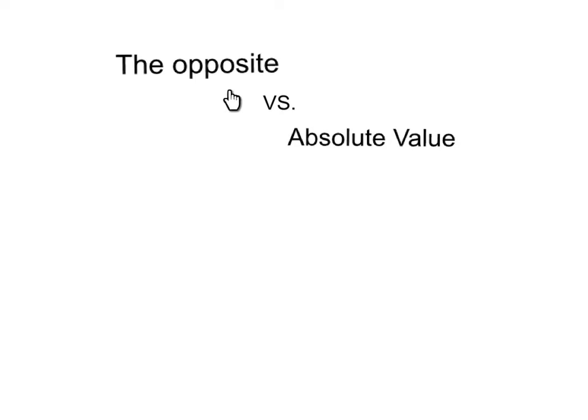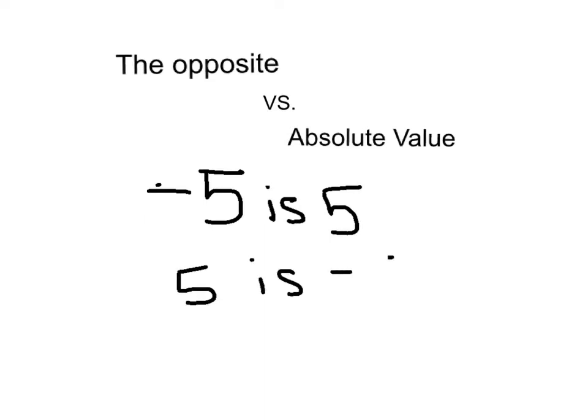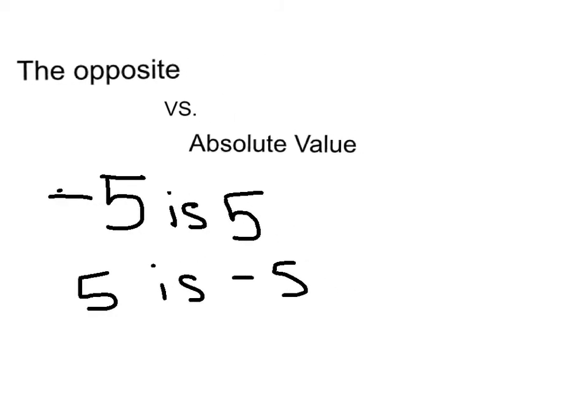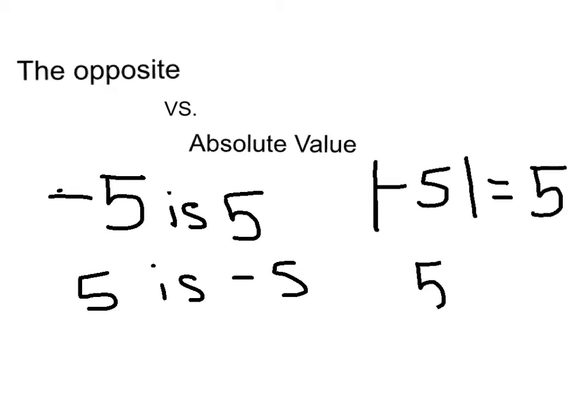The number one thing that students do is they confuse opposites and absolute value. You need to make sure that when it's opposite, you're looking for the opposite answer. The opposite of negative 5 is 5. The opposite of positive 5 is negative 5. But when we're looking at absolute value, we need to understand that it wants the positive value of the number. So the absolute value of negative 5 will be 5, and the absolute value of positive 5 is 5.